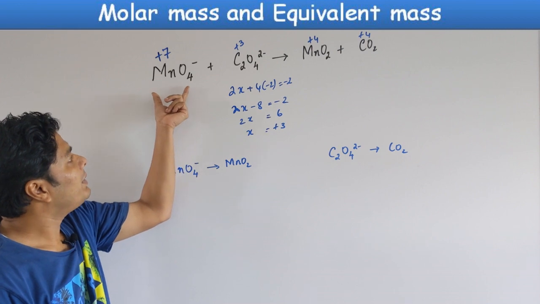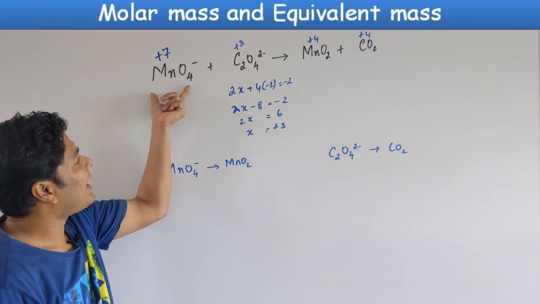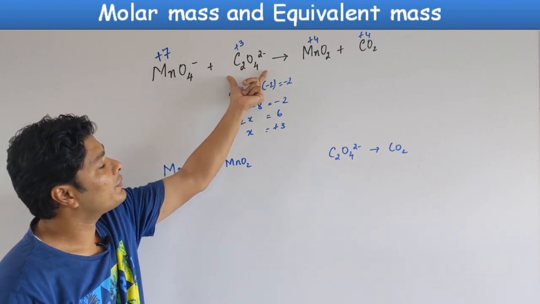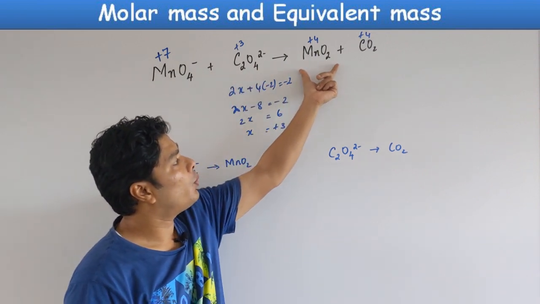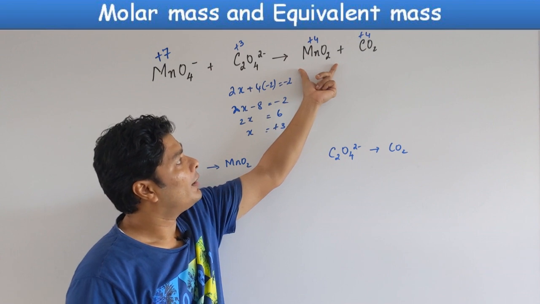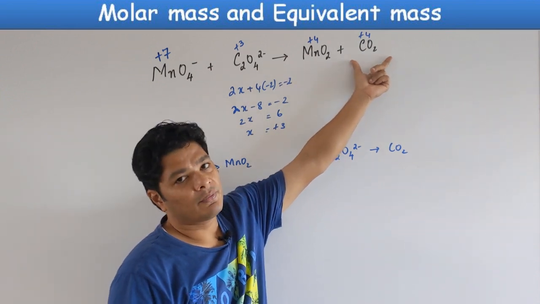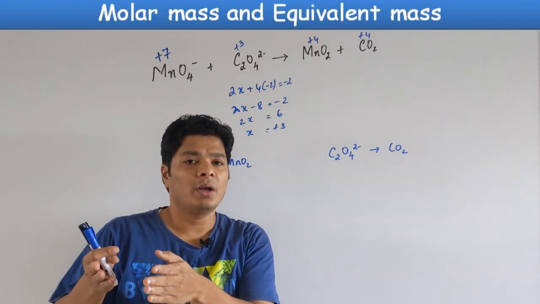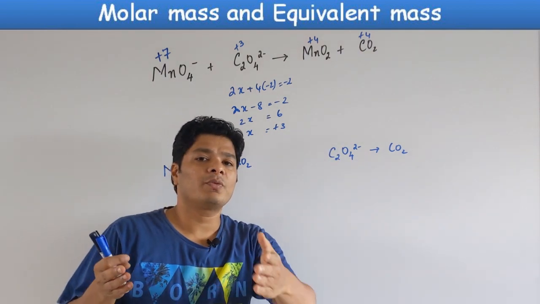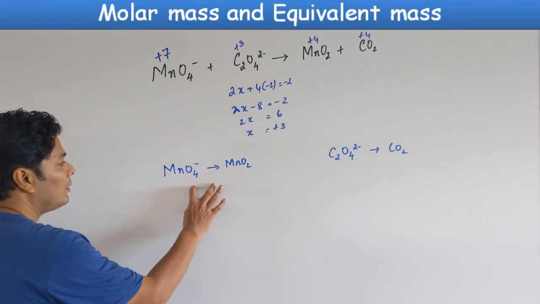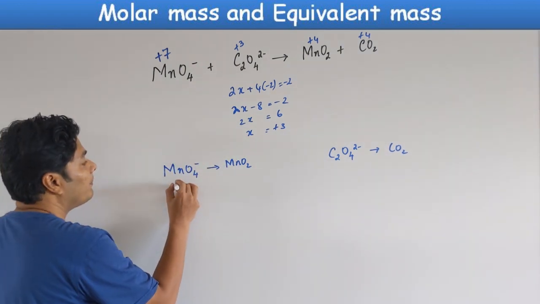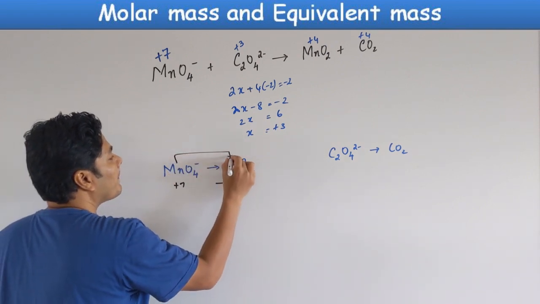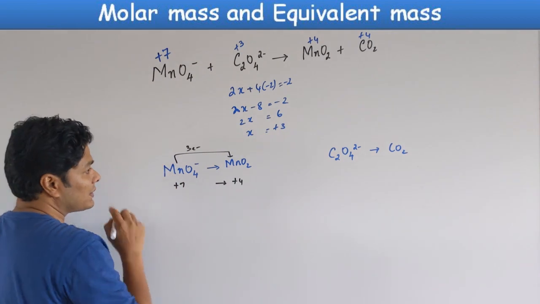Now that means 1 gram equivalent of MnO4 minus will react with 1 gram equivalent of C2O4 2 minus to give you 1 gram equivalent of MnO2 and 1 gram equivalent of CO2. Gram equivalent is just like your gram molecular mass, in terms of equivalent weight. Now looking at this, I have gone from +7 to +4. So it's a 3 electron process.